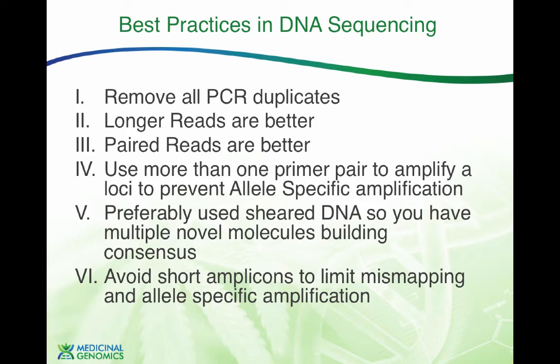Preferably use sheared DNA if you can. And the reason for this is that sheared DNA gives you random start and stop points with molecules. And those random start and stop points inform you that the molecule is in fact unique. When they all line up like they do with PCR, you can't discern whether it was a PCR amplification artifact or whether you're actually surveying both alleles in the genome.